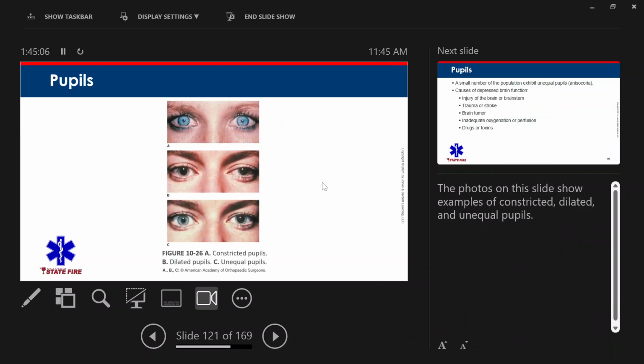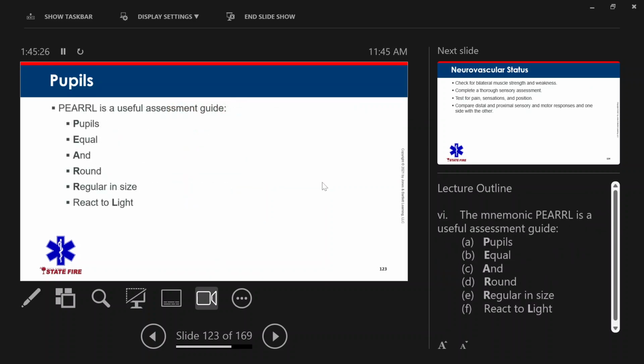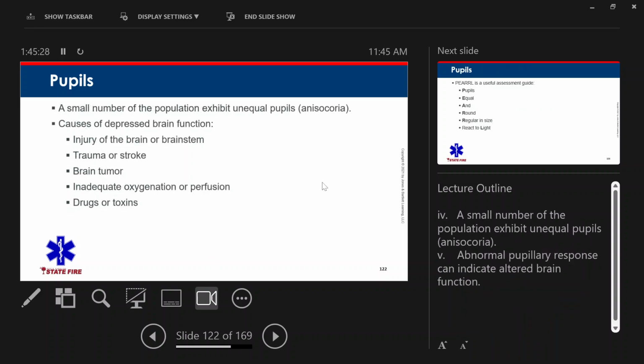Here you go. So B and C are pretty obvious anisocoria. B, I gave a lot of ketamine to.